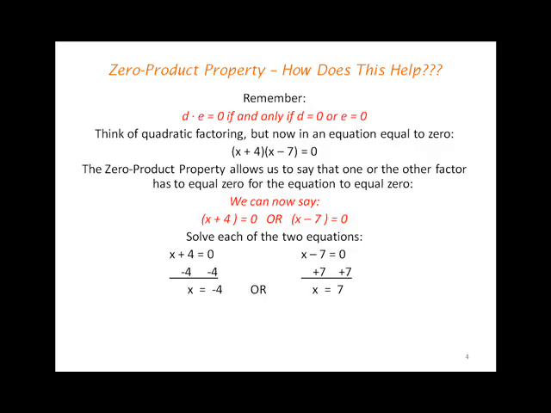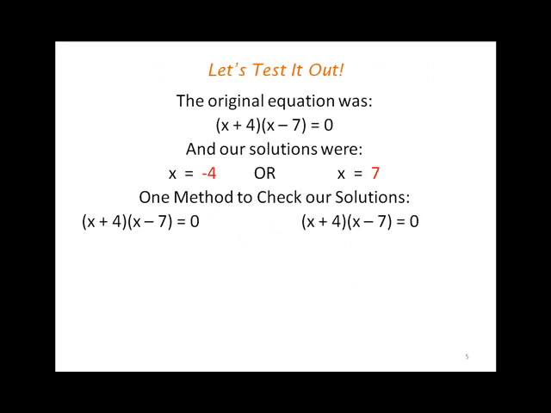The thing that I have to think about now, are those the right answers? Is this correct? How do I test it out? How can I check it? One way to check it would be to rewrite our original equation, x plus 4 times x minus 7. And if you're thinking about how you check answers, we would substitute. So in the left-hand equation, x plus 4 times x minus 7 equals 0, I'm going to substitute negative 4, excuse me, for all the x's. And in the right-hand equation, I'm going to substitute 7 for all the x's. And test out, do I get 0 on the left-hand side of both equations?